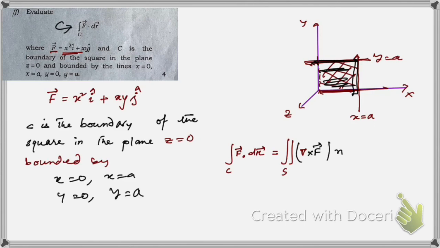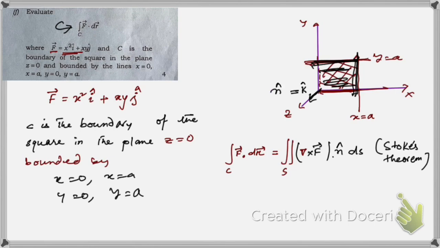Dot n cap is the unit vector ds, right? This is Stokes theorem. So hope you know the Stokes theorem. Here n cap will be the unit vector which is perpendicular to this square, that obviously is along the z axis, so we can say n cap is nothing but k cap, right?